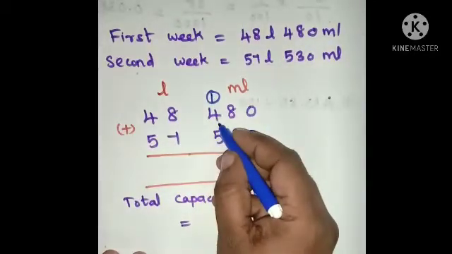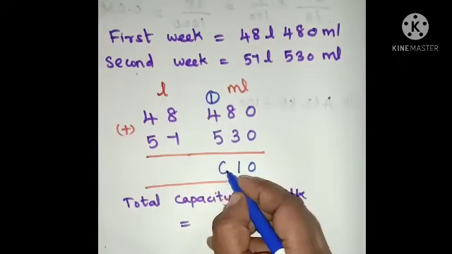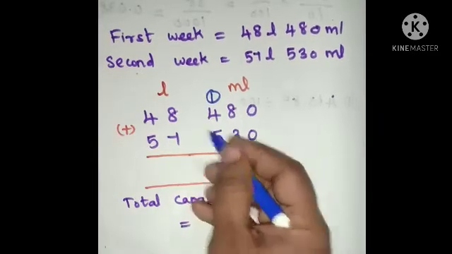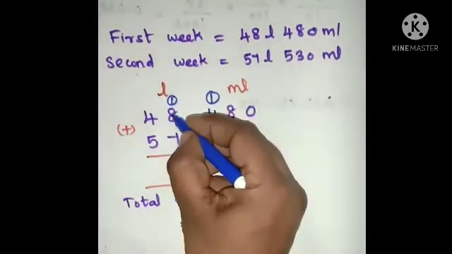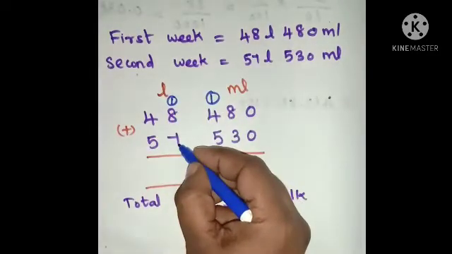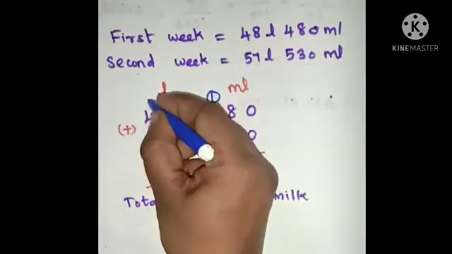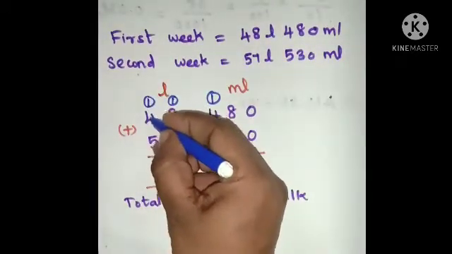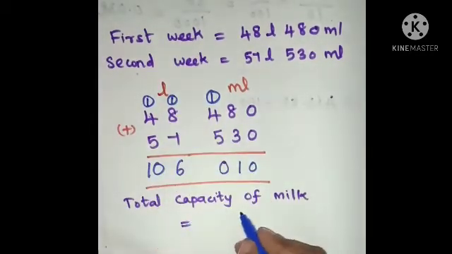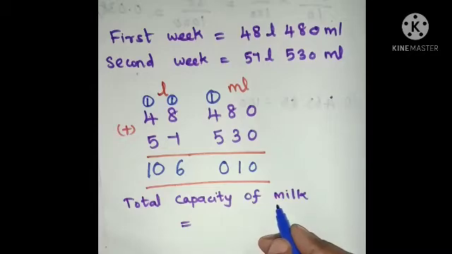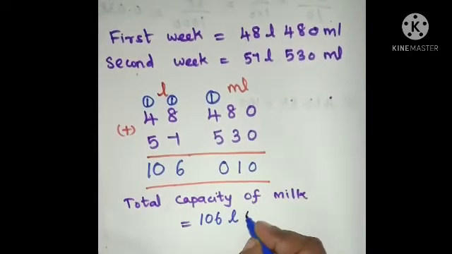And 1 plus 4, 5. 5 plus 5, 10. And put 0 here in the milliliter place and 1 in the liter place. So 1 plus 8, 9. 9 plus 7, 16. And here put 1. 1 plus 4, 5. 5 plus 5, 10. So the total capacity of milk is 106 liters 10 milliliters.